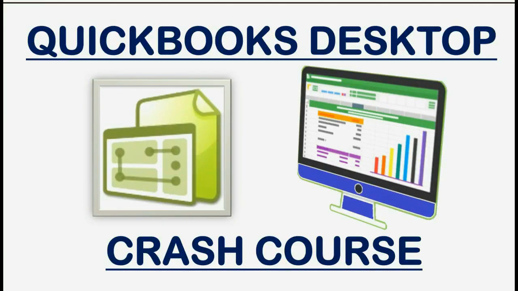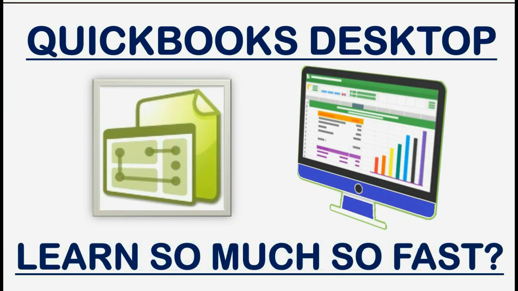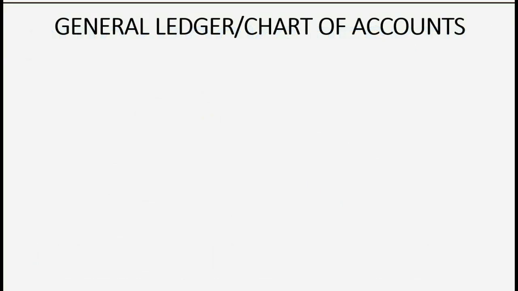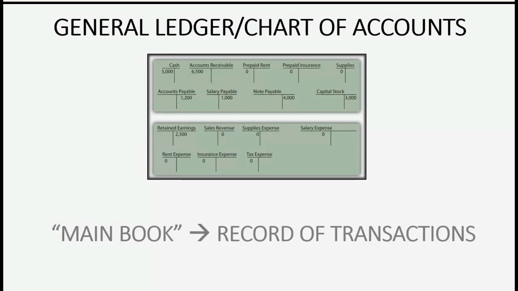How can I promise that you will learn so much so fast in this course? Well, that's because most companies only have one area of data to manage, and it's called the general ledger. The computer calls it the chart of accounts, and in the days before the computer, it was simply the main book, the main place that you would record your transactions, and each page in the book was simply a different set of transactions that you would record.